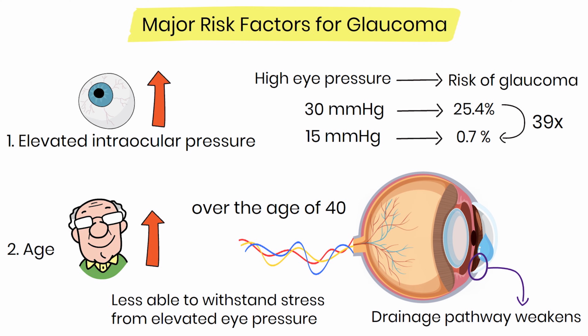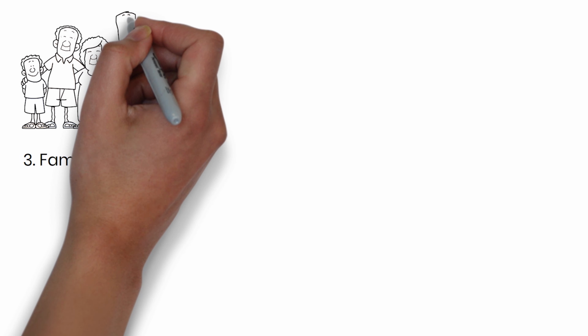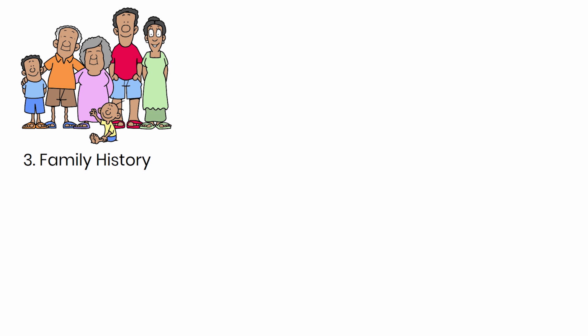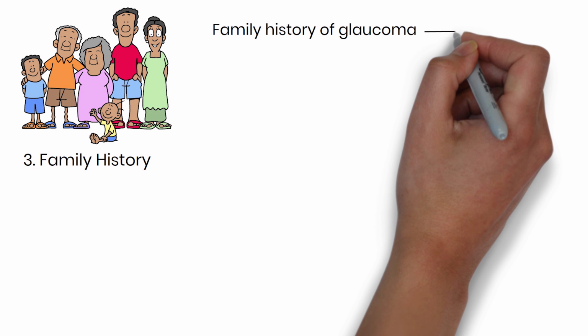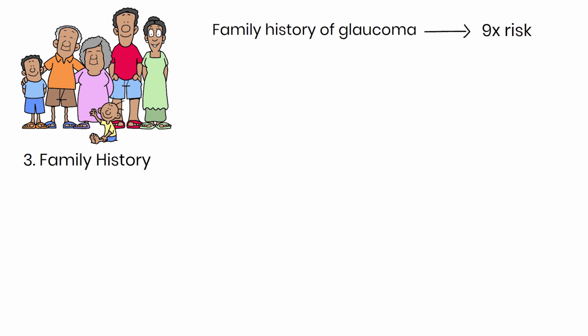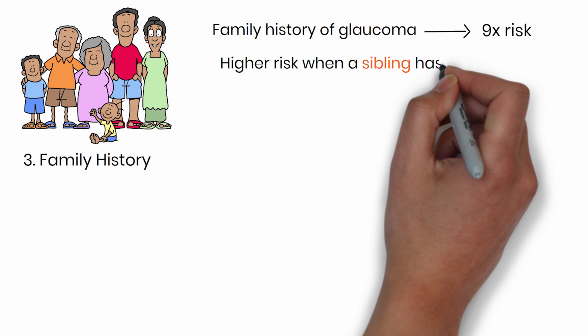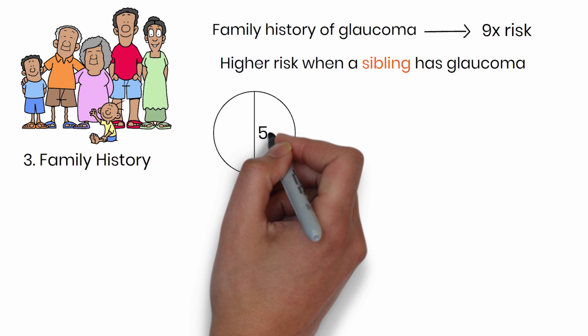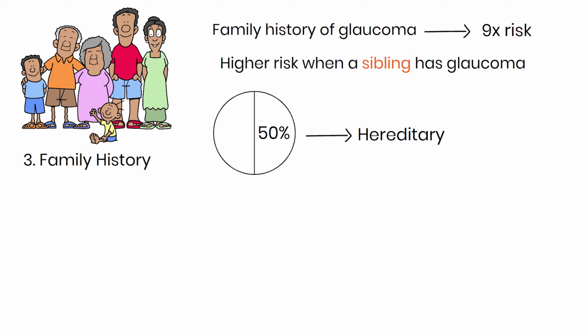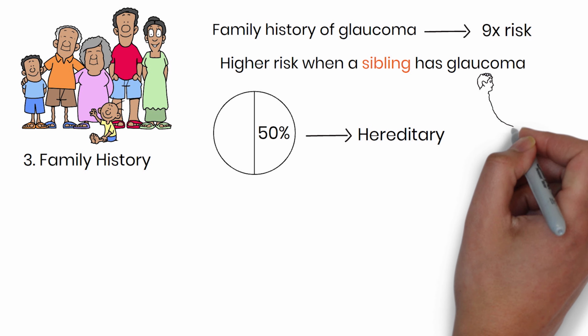Your family history is also a very important risk factor. If someone in your family has glaucoma, your own risk increases significantly. In fact, research shows that having a family history of glaucoma increases your risk by about 9 times compared to people without any family history. The risk is even higher if it is a sibling who has glaucoma rather than a more distant relative. Some studies suggest that more than 50% of glaucoma cases are actually hereditary, which means they run in families. This strong genetic component means that if your parents, siblings, or grandparents have glaucoma, you should be monitored closely by an eye doctor.